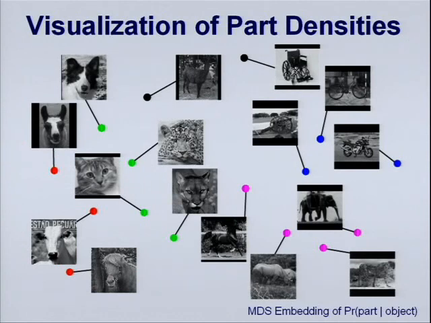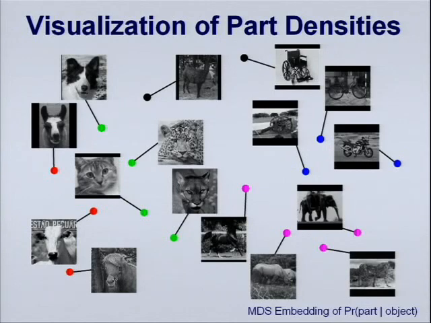So one way of visualizing what we've learned is this. With 30 training images per category, I think we learn about 150 or 200 parts, maybe 150. And so one way of putting that all together is to say that each object is defined by a distribution over these parts. So I can look at pairwise distances between those distributions. We use just a symmetrized KL divergence, and then I use multidimensional scaling to map those distances into the two-dimensional plane.